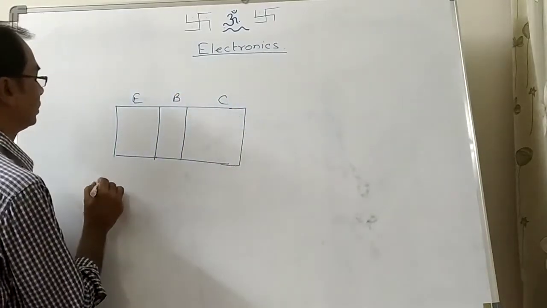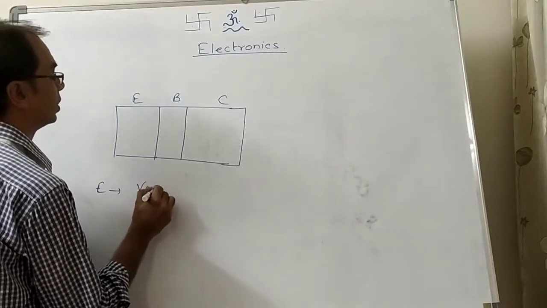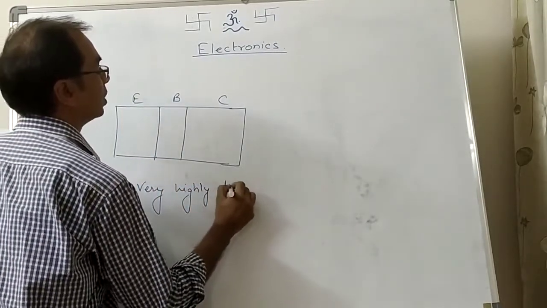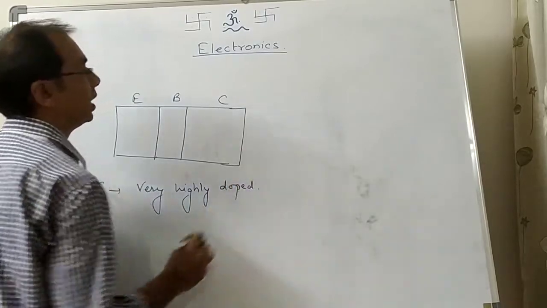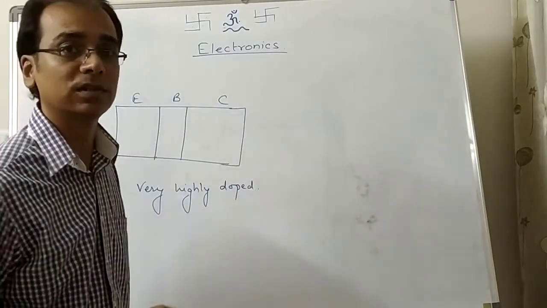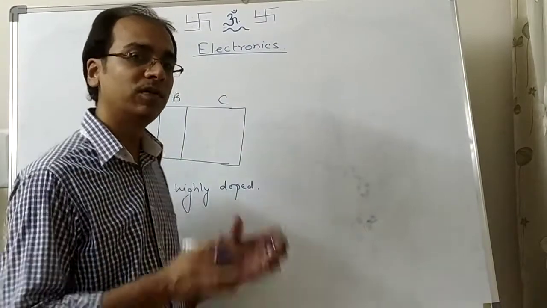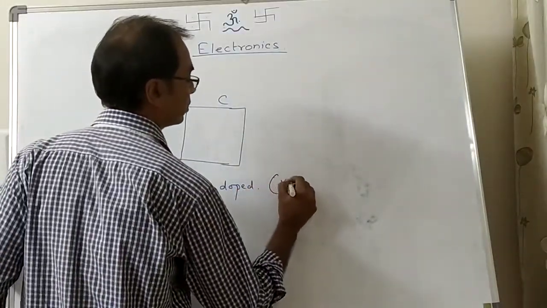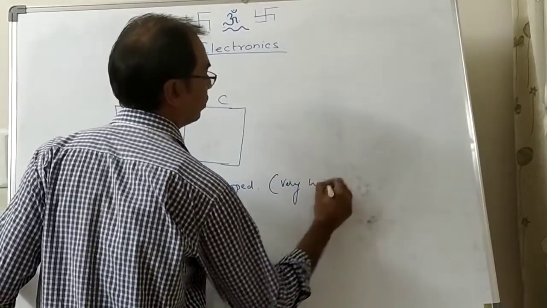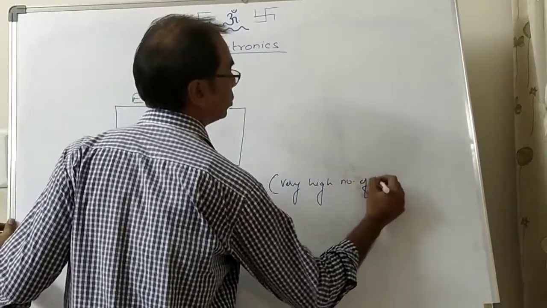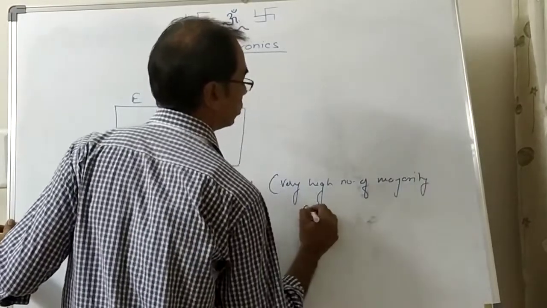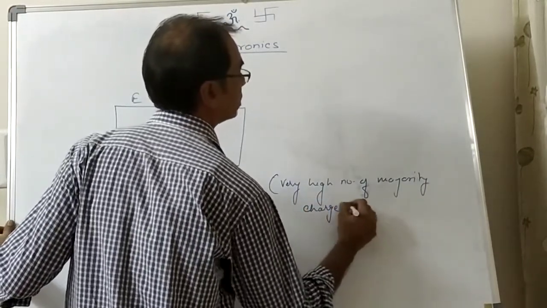Emitter is what? Very highly doped. That means very high number of majority charge carriers, right? Very high number of majority charge carriers in this one.